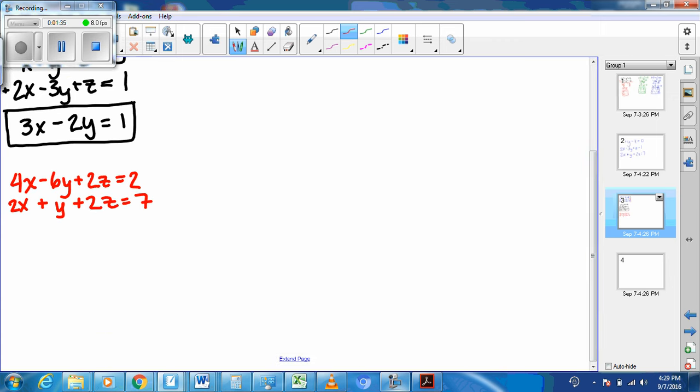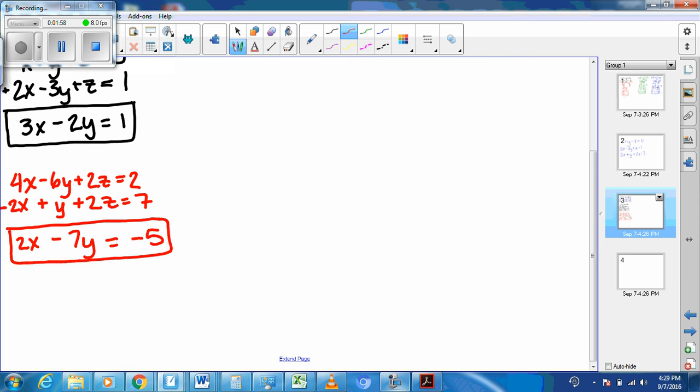Now, in order to get these guys to cancel out, since they're both positive, I need to subtract. That's the only way that I'm going to get 0. So 4x minus 2x is 2x. Negative 6y minus y becomes negative 7y. 2z minus 2z, that's 0. 2 minus 7 is negative 5.